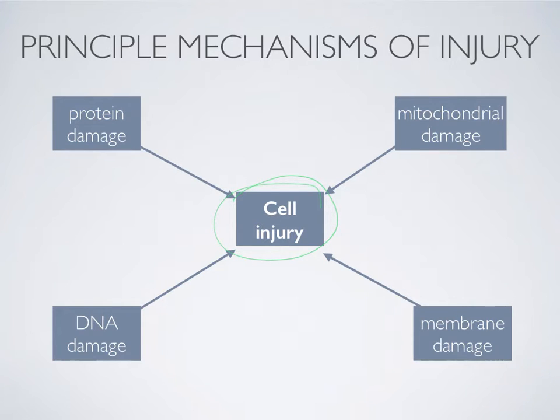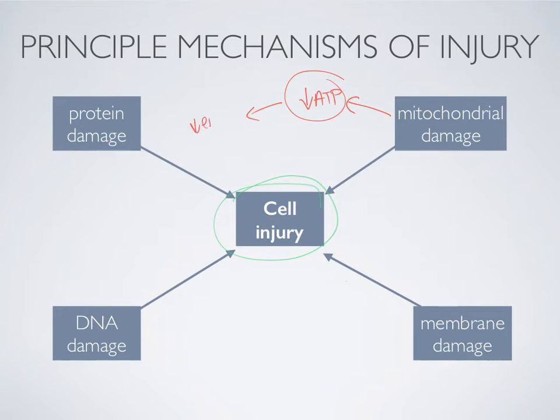So which of these 4 types of cell damage leads to decreased ATP? Yes? Mitochondrial damage? Right. So mitochondrial damage is going to lead to a decrease in cellular ATP. And that's going to have a lot of other effects on the cell because ATP is used for a lot of ATP-dependent proteins and enzymes.